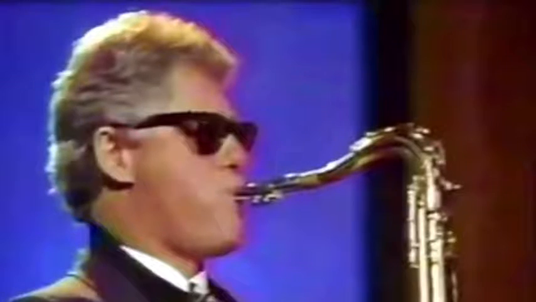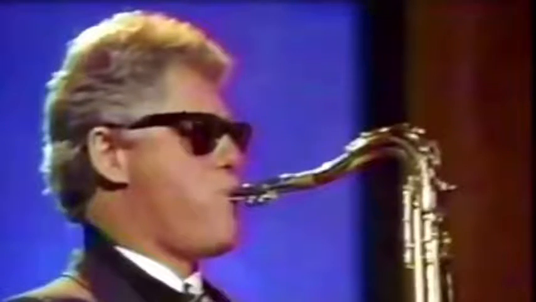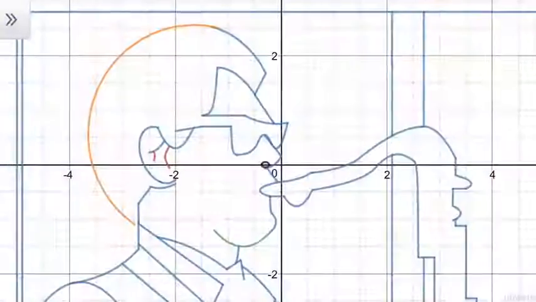Bill Clinton, a presidential conic portrait. Please don't sue me.